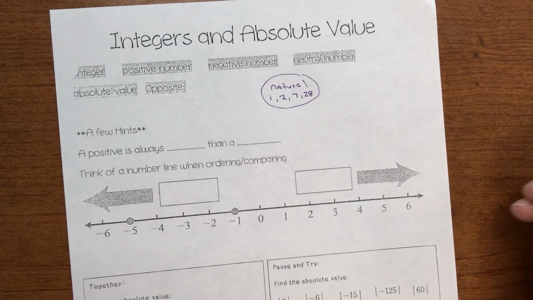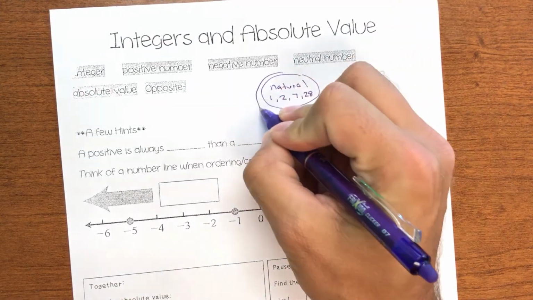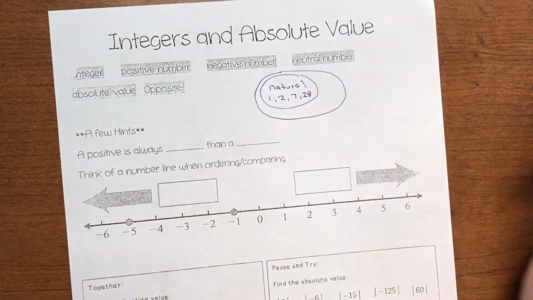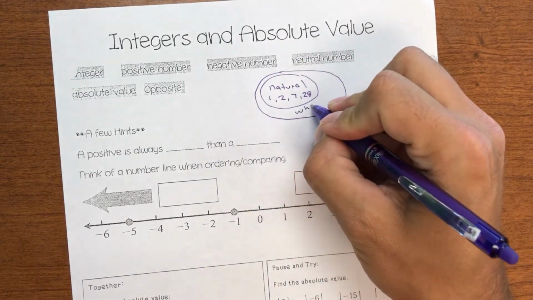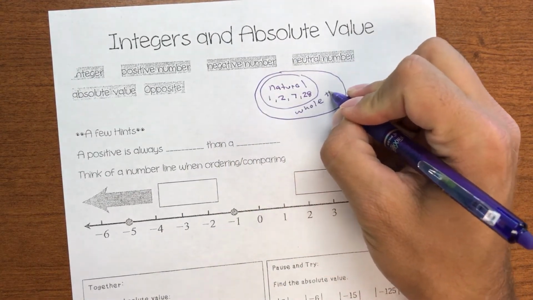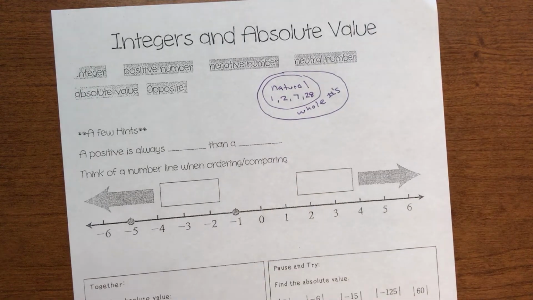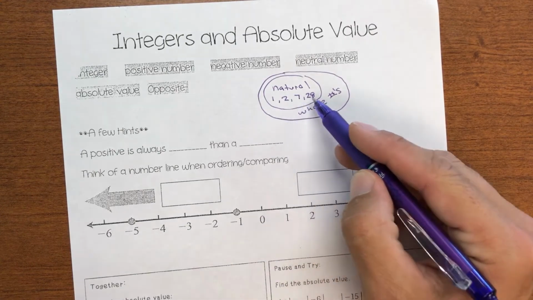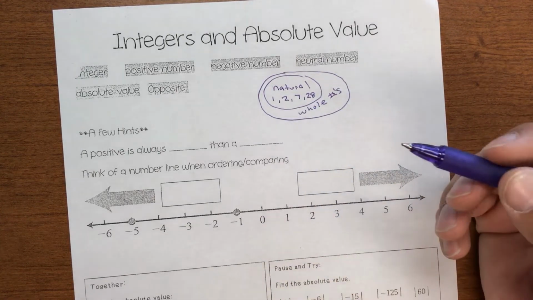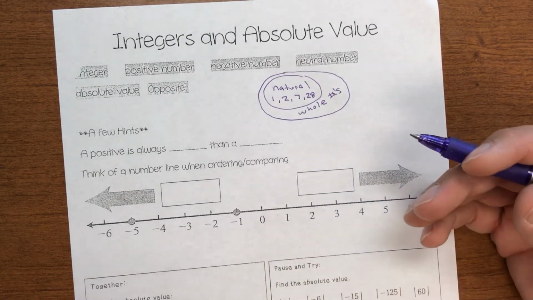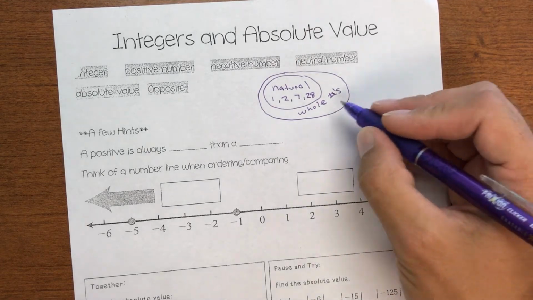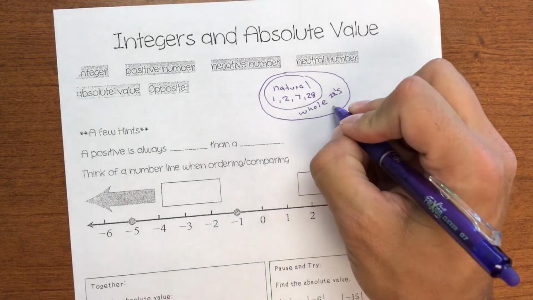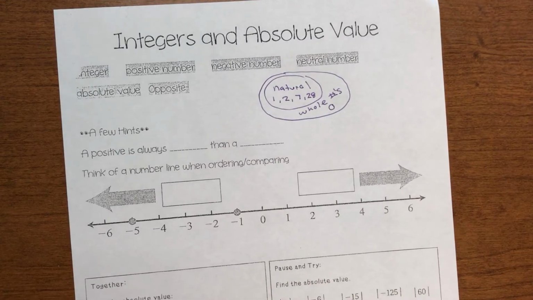And then as you got a little bit older, we made this group bigger and we called it whole numbers. And really all we did was actually add one number. It's still 1, 2, 7, 28, all of those counting numbers. Those are all whole numbers as well. But the whole number group, we just added one number, and that was 0.